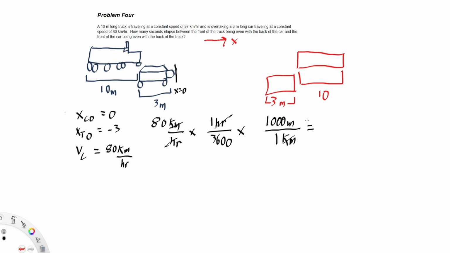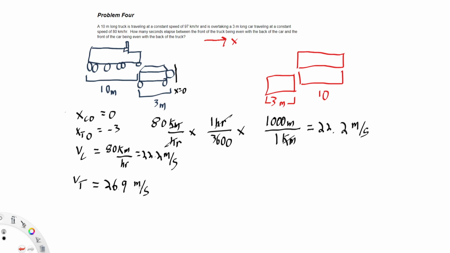So that's 22.2 meters per second. And we're going to do the same conversion on the truck's velocity as well. Right, so for the truck, it's going to be the 97 kilometers per hour times 1,000 meters per kilometer divided by 3,600 seconds per hour. And so the truck is moving at a speed of about 26.9 meters per second.